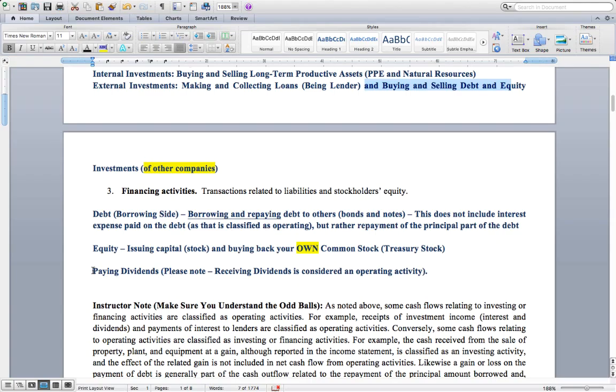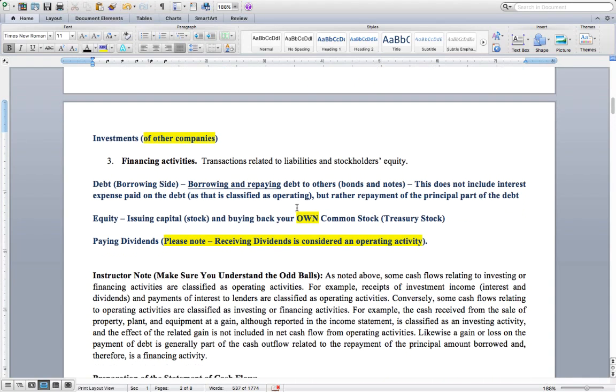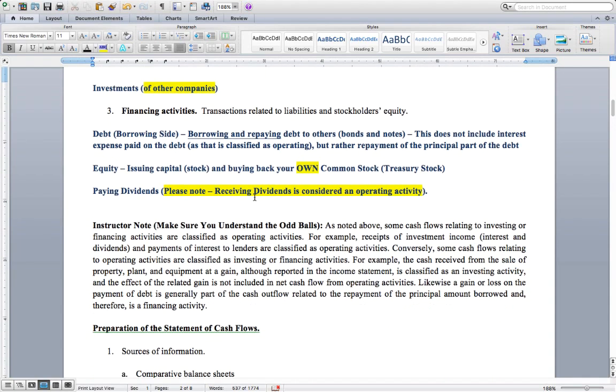And then paying dividends is considered a financing activity, but please note that receiving dividends is considered an operating activity. So there's a lot of caveats and little things to make sure you understand between these three different activity types. Those illustrations definitely will help you at the end of the chapter, and they kind of summarize the transactions.